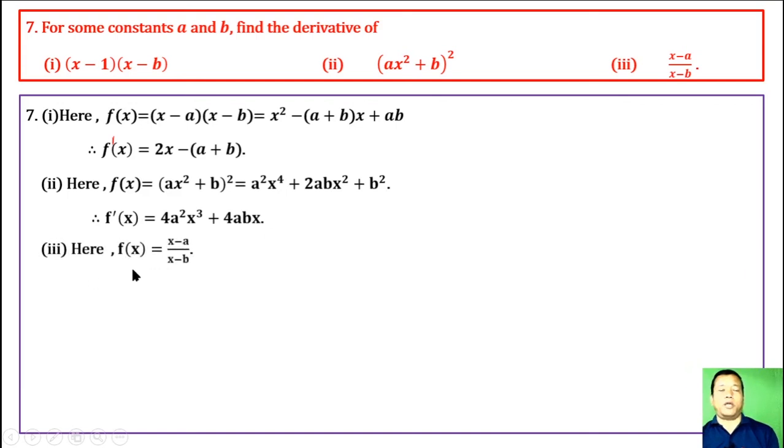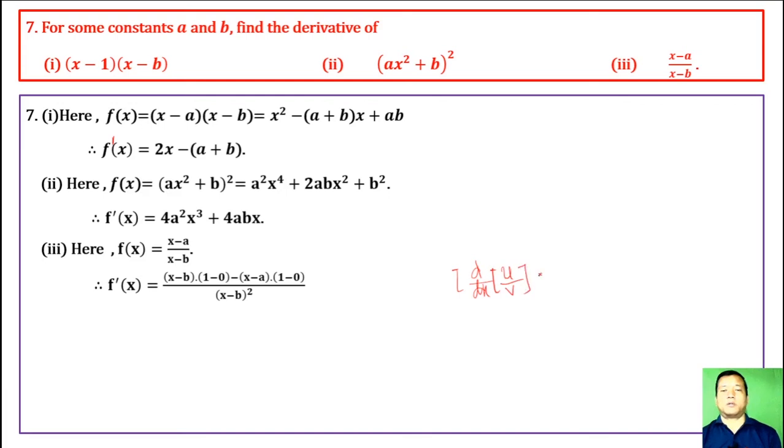For Roman number 3, f of x is this. Therefore, f dash of x is this, applying quotient rule. Quotient rule, that is d by dx of u by v is denominator square, denominator remains unchanged, derivative of numerator minus numerator times derivative of denominator. Use this formula.